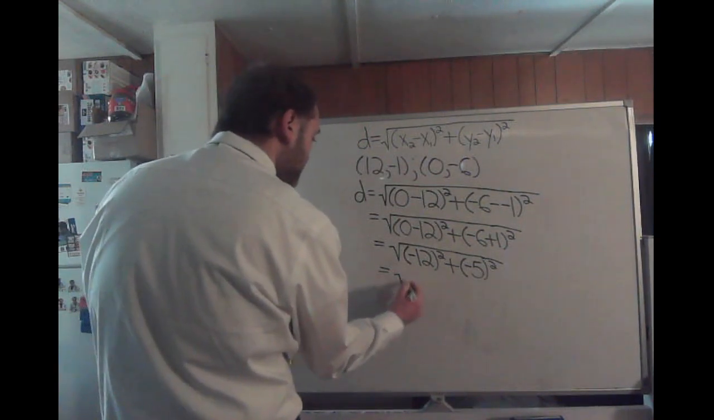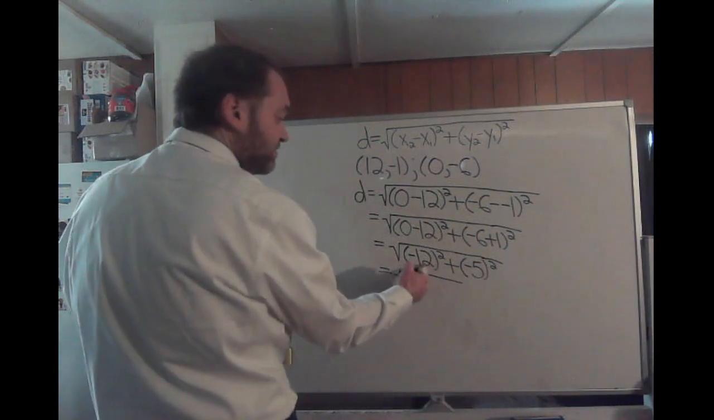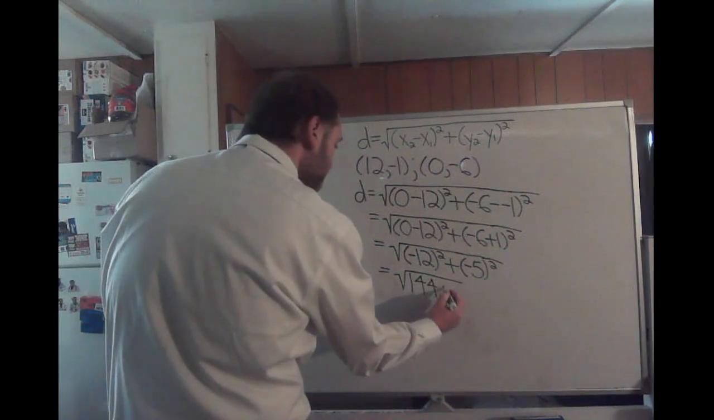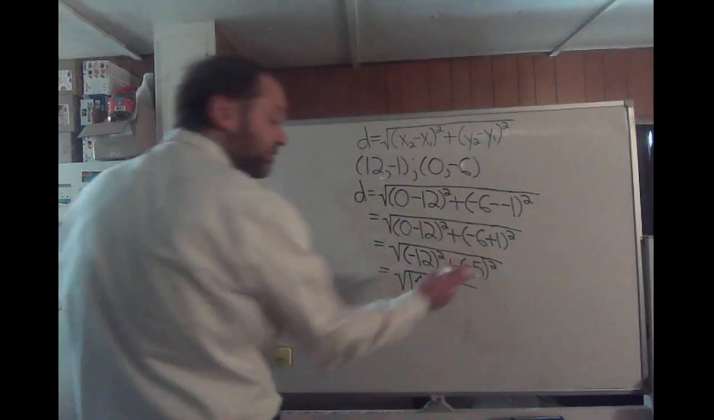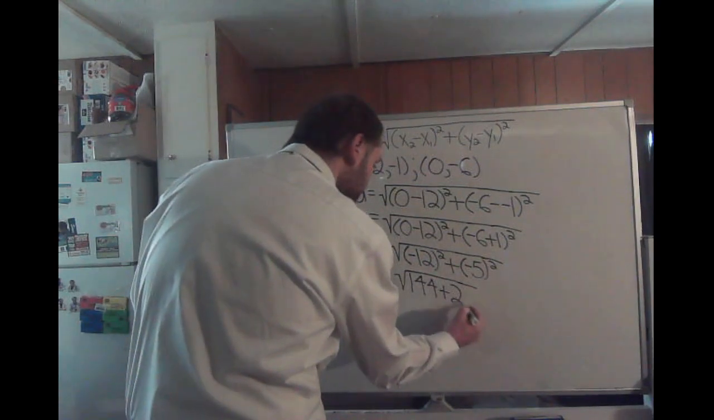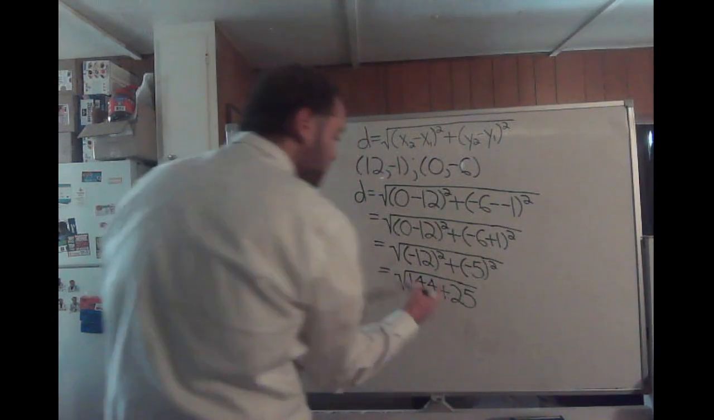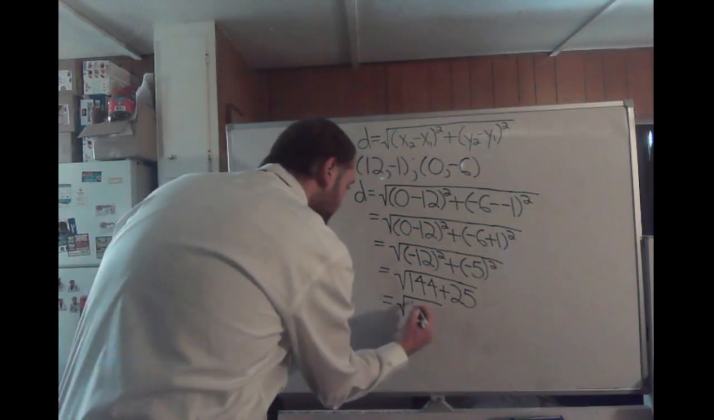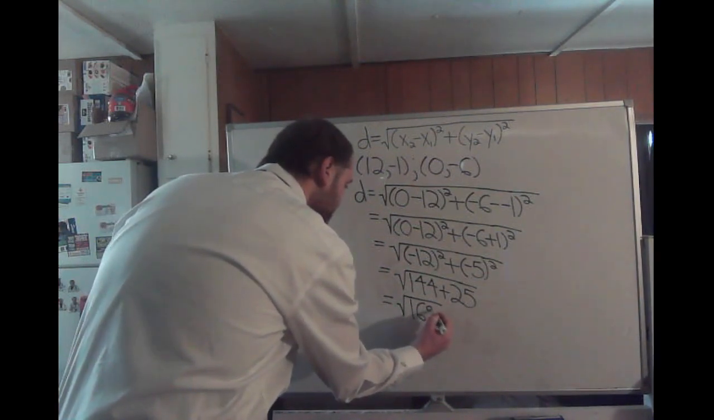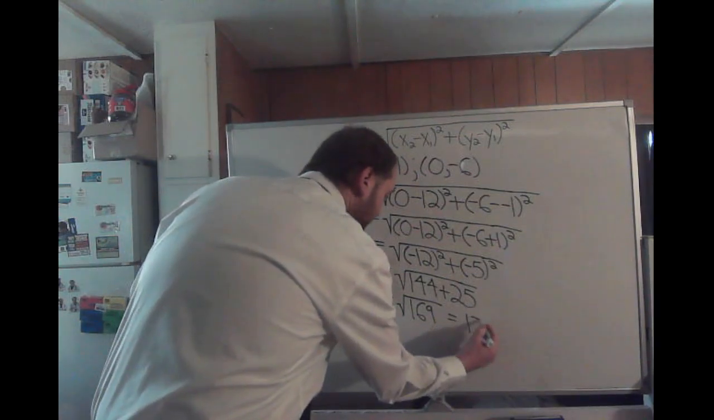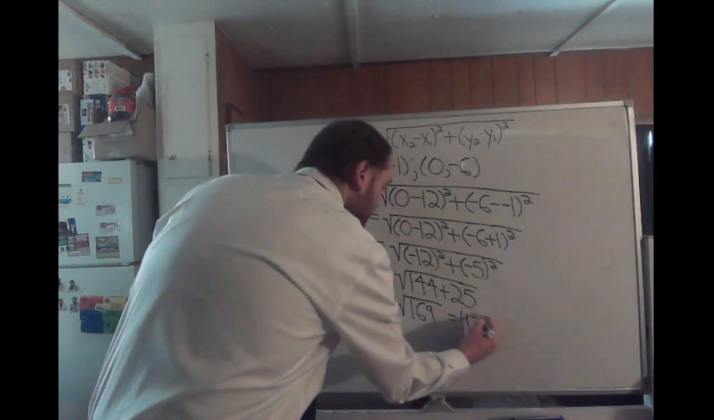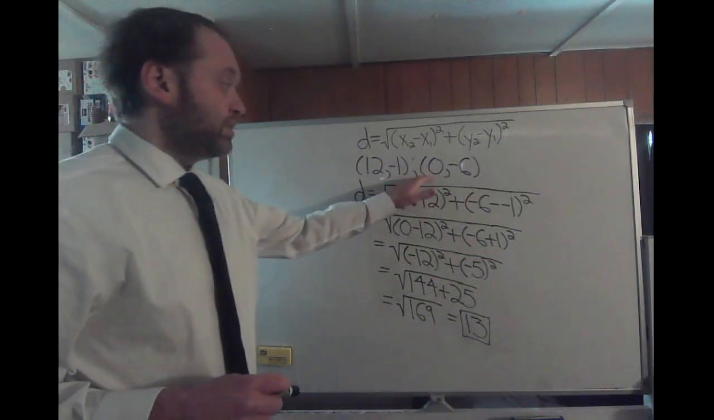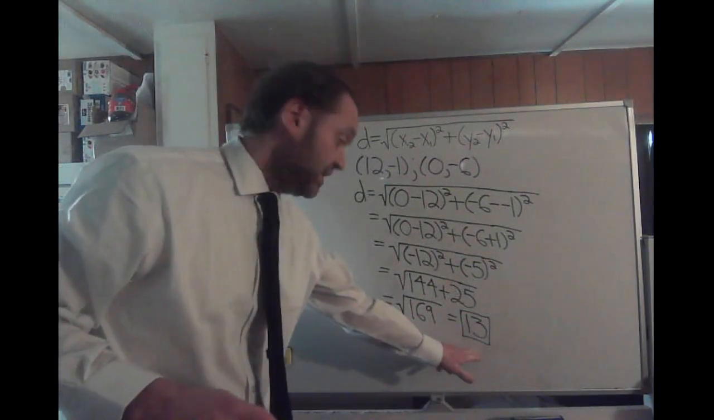which we simplify further with the exponents. Negative 12 to the second power is positive 144, plus then you have negative 5 raised to the second power, that's positive 25. So the square root of 144 plus 25 would turn into the square root of 169, which would give you exactly 13. So the distance between 12 negative 1 and 0 negative 6 is exactly 13 units.